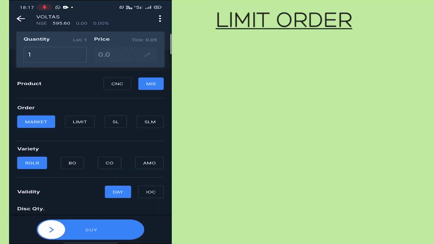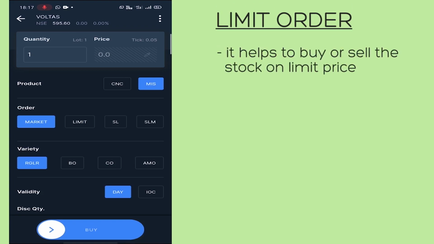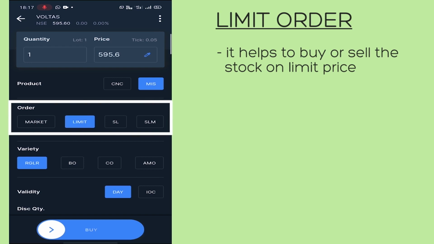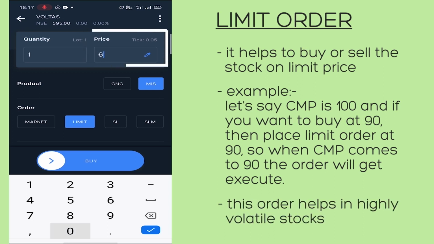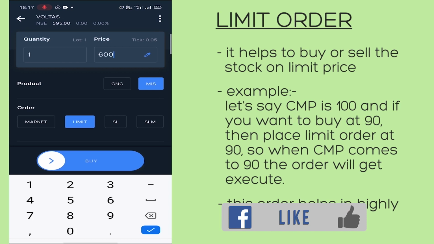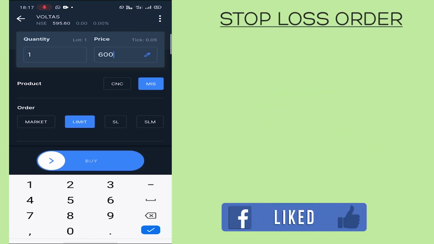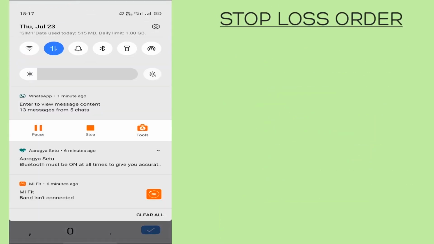Next is the limit order. A limit order is an order where you instruct your broker to execute the trade at a specified price. If you select limit here, it will ask for a price, at what price you are going to buy or sell. If you enter a price like 600 rupees, when it comes to 600 only, the order will execute. Once the price is reached, the order will get executed, or else it will stay in a pending stage.